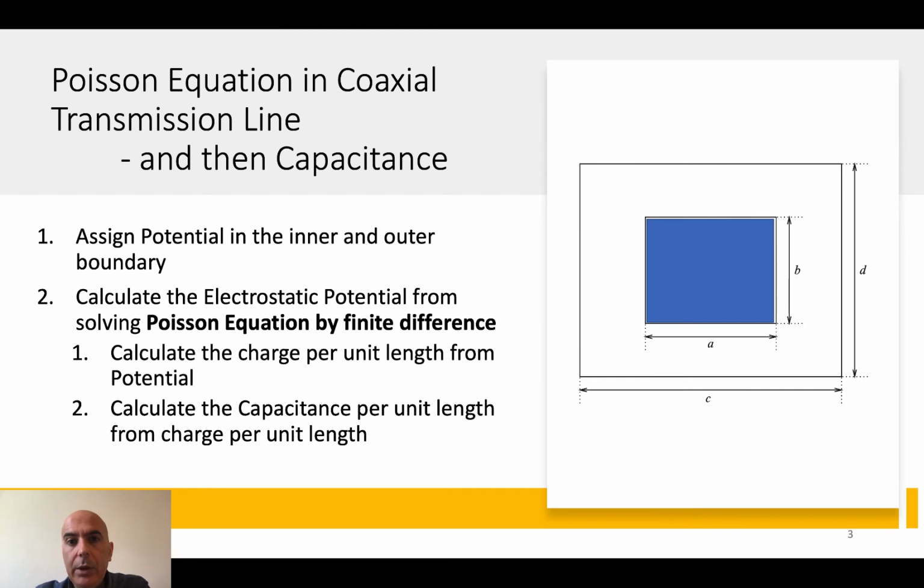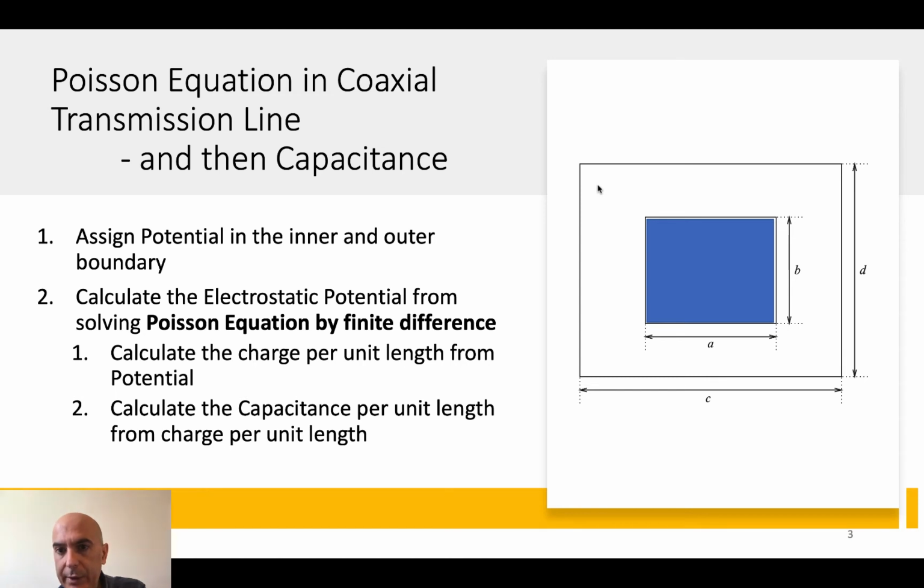difference. The problem that we want to solve is the so-called Poisson equation in coaxial transmission line, and is the following. So here you see a section of our coaxial cable. We assign a potential in the inner part, so the blue part here, and the outer boundary. So we will fix a different potential between the inner boundary and the outer boundary. And then what we're going to do is to calculate the electrostatic potential in this region here, between the inner boundary and the outer boundary.